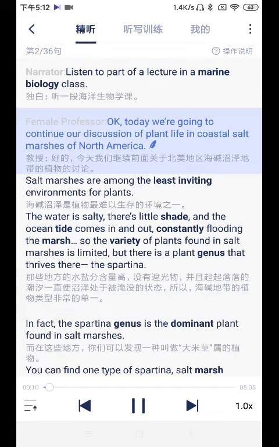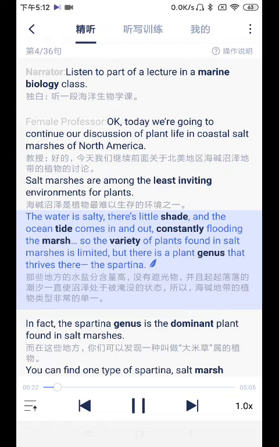Okay, today we're going to continue our discussion of plant life in coastal salt marshes of North America. Salt marshes are among the least inviting environments for plants. The water is salty, there is little shade, and the ocean tide comes in and out, constantly flooding the marsh. So the variety of plants found in salt marshes is limited, but there is a plant genus that thrives there, the Spartina.